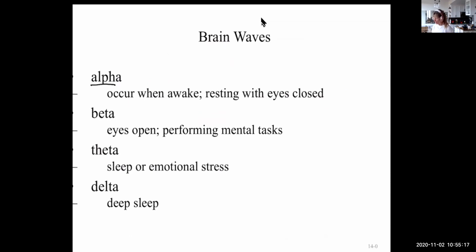An alpha wave will occur when an individual is awake but resting with eyes closed. Beta waves occur when the eyes are open and there are mental tasks being performed. Theta waves occur in sleep, but also in emotional stress. Delta waves occur in deep sleep.